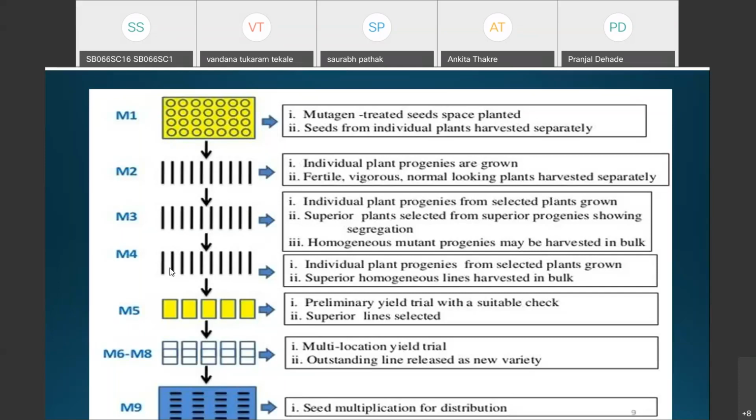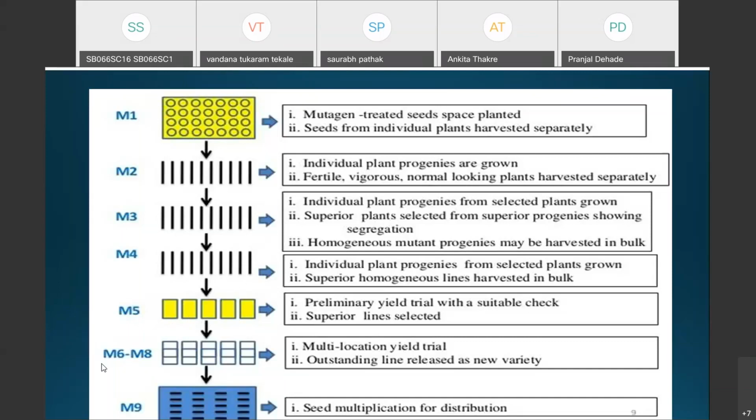Then here in M4 generation, the individual plant progenies from the selected plants are grown, and the superior homogeneous lines are harvested in the bulk. In the M5 generation, here you can see the preliminary yield trial with the suitable check. Preliminary yield trials are carried out in the M5 generation, and superior lines from the M5 are selected.